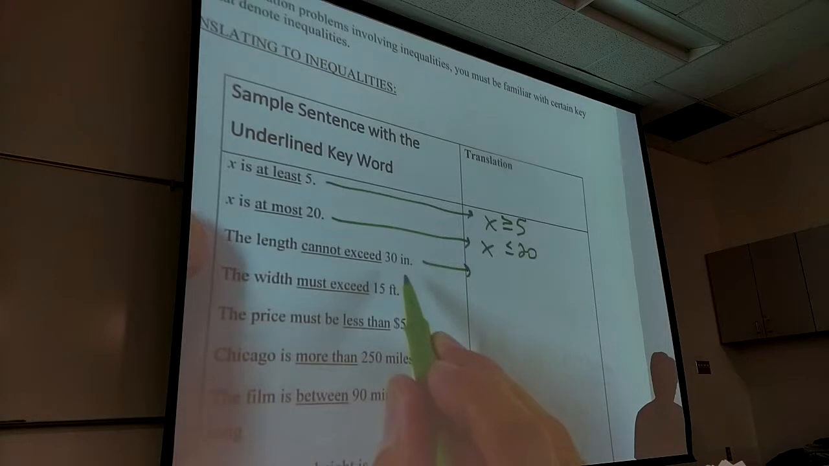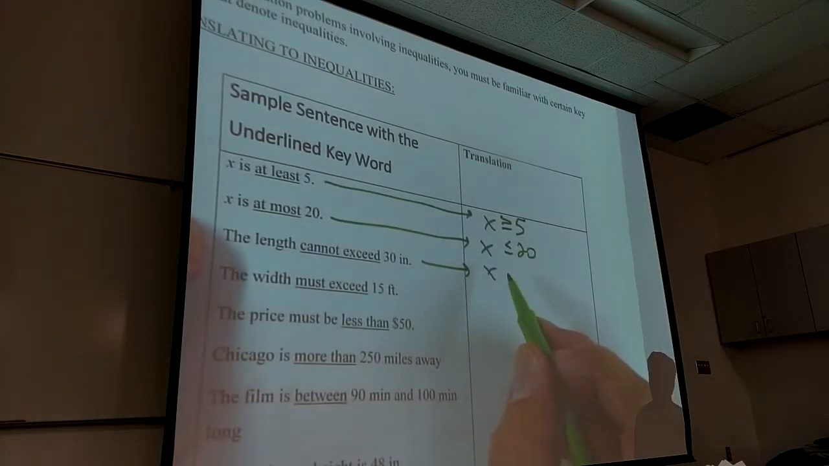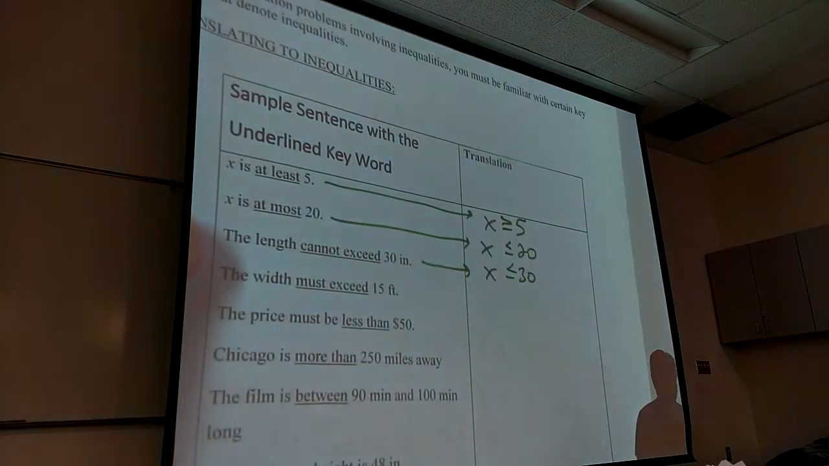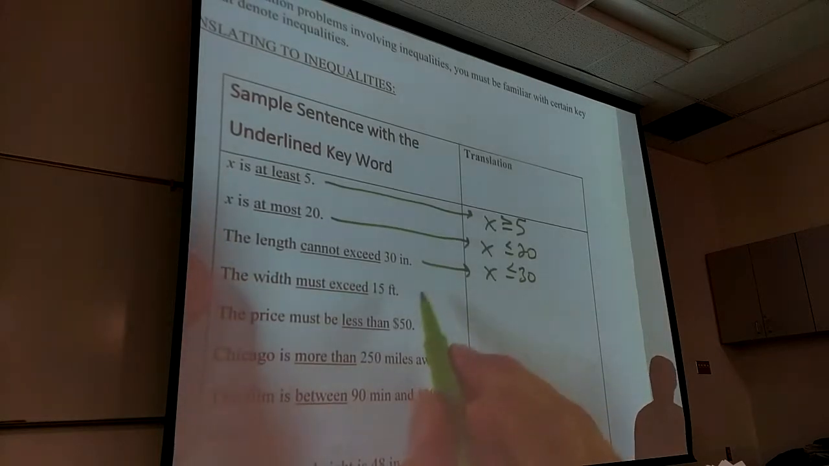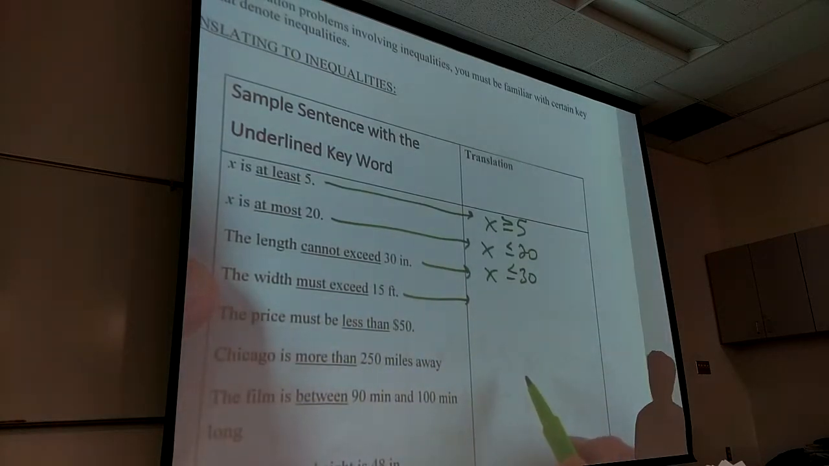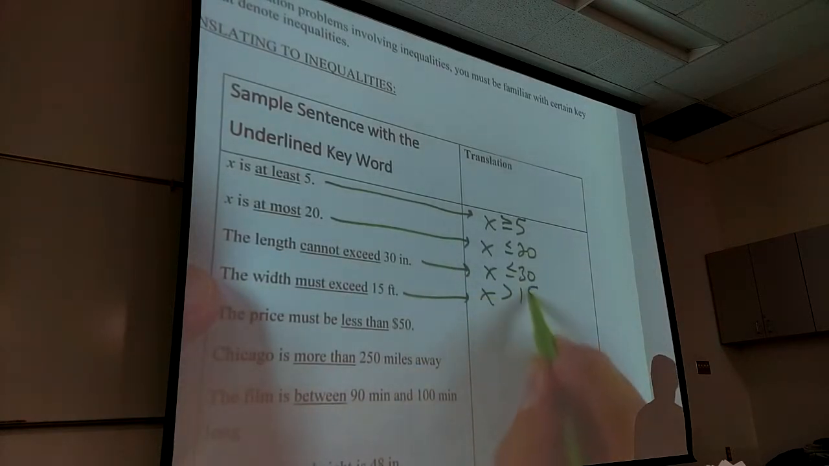Cannot exceed 30 inches. You can't exceed it. Can you equal it? Yes. So can't exceed it means you've got to be less than or equal to 30. Some of these you just have to think about for a second. Don't try to memorize them necessarily. Must exceed 15 feet. Is it allowed to equal 15? It must exceed it. So it's greater than 15.